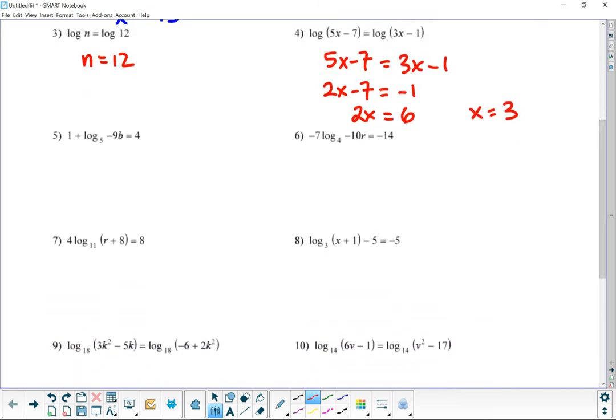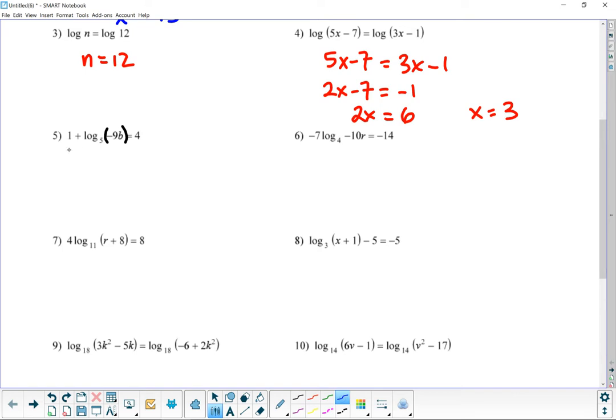Okay. Number 5, back to blue. This one's a little different from the previous 4 because the previous 4 had logs on both sides. Remember what I said about the previous one? If you don't see anything, there's no parentheses. It means that what comes immediately behind the log is in parentheses.